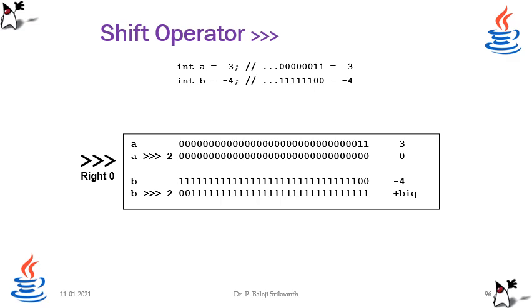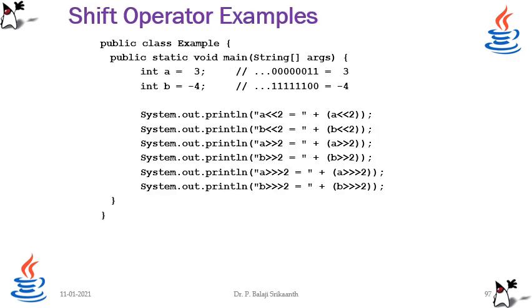Let us take up the triple shift. What is unique about this triple shift? Irrespective of whether the leftmost bit contains a 0 or 1, it will keep on pumping zeros from the left, unlike the double right shift operator. Okay, and this program exemplifies how the left shift, right shift, and triple shift work.